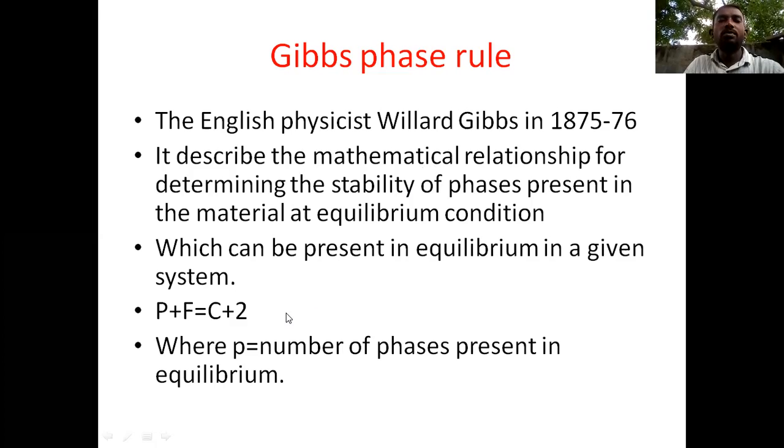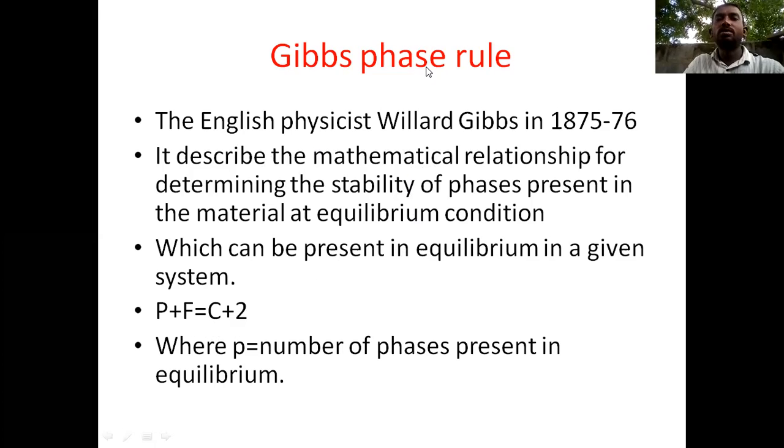How can we find the Gibbs phase rule? See here, for phases present in equilibrium in a given system, P plus F equals C plus 2. So for any one metal, we can find out the phases.